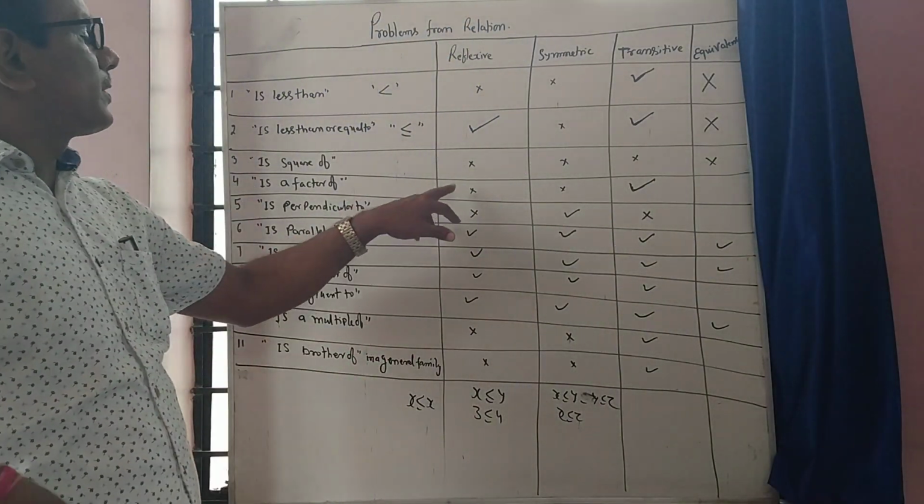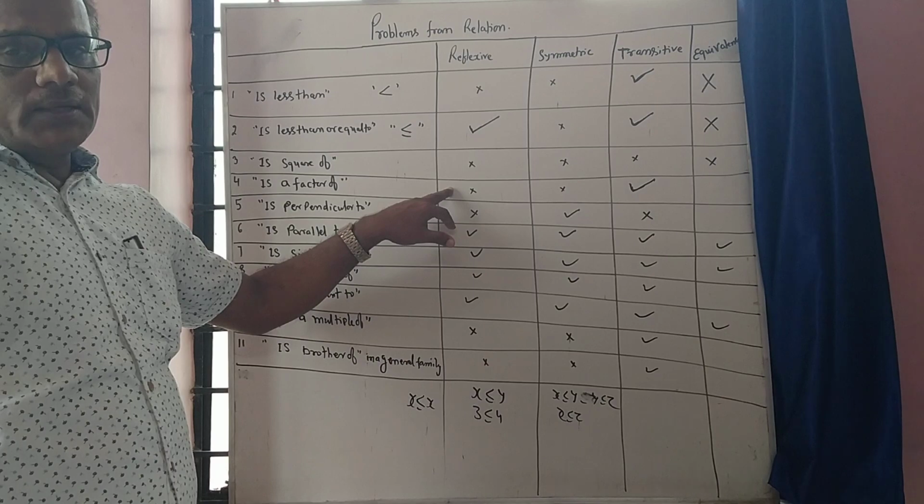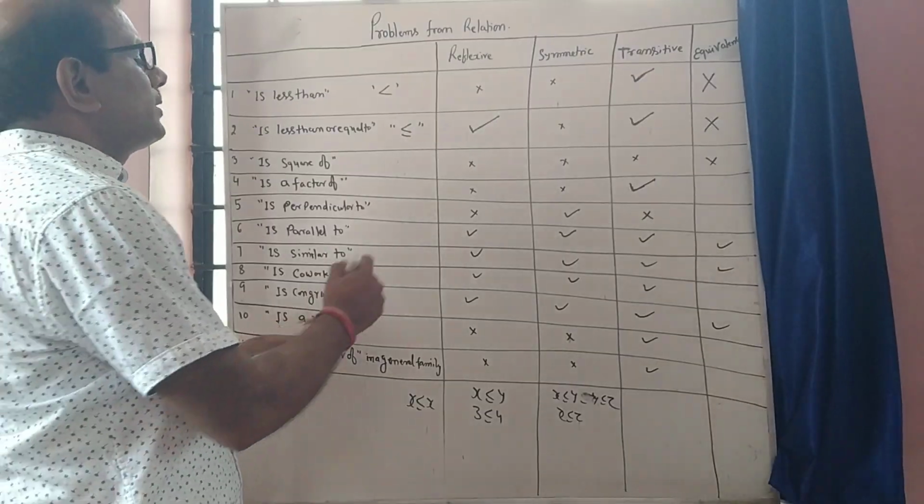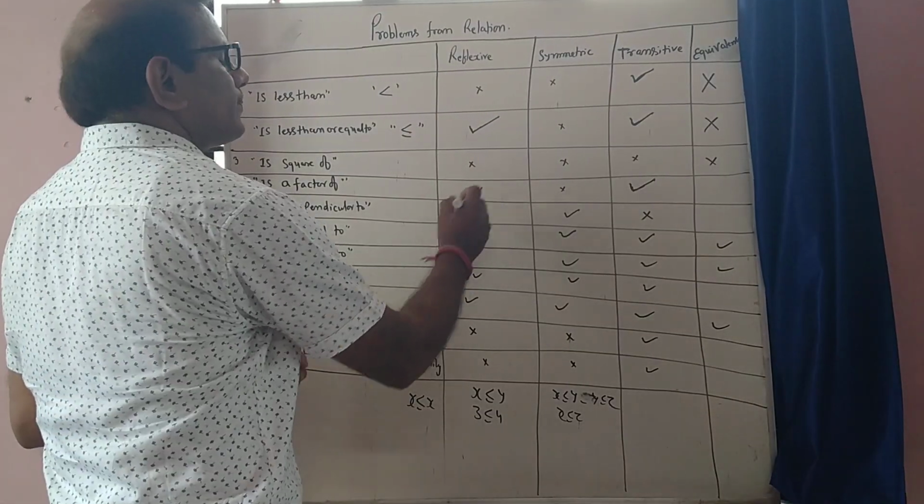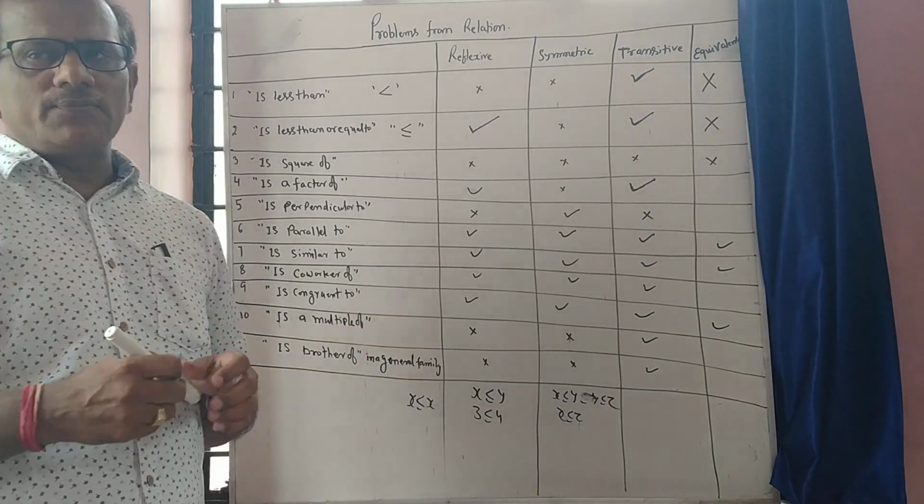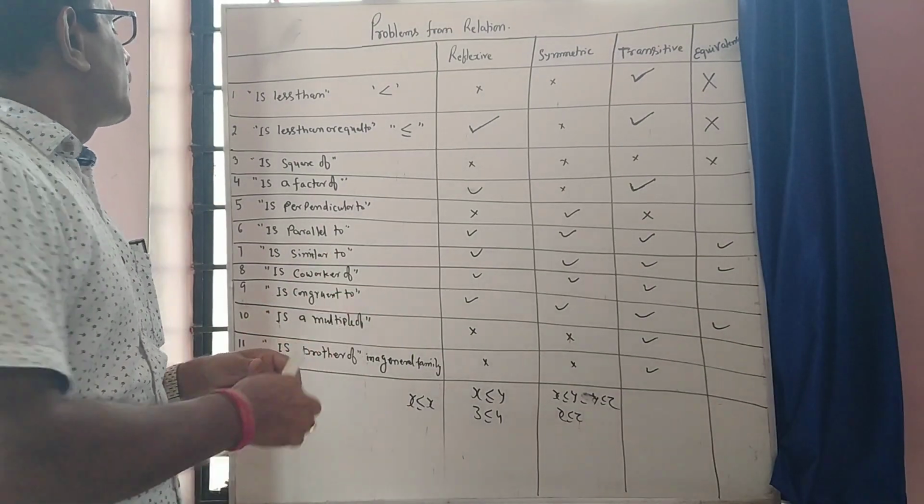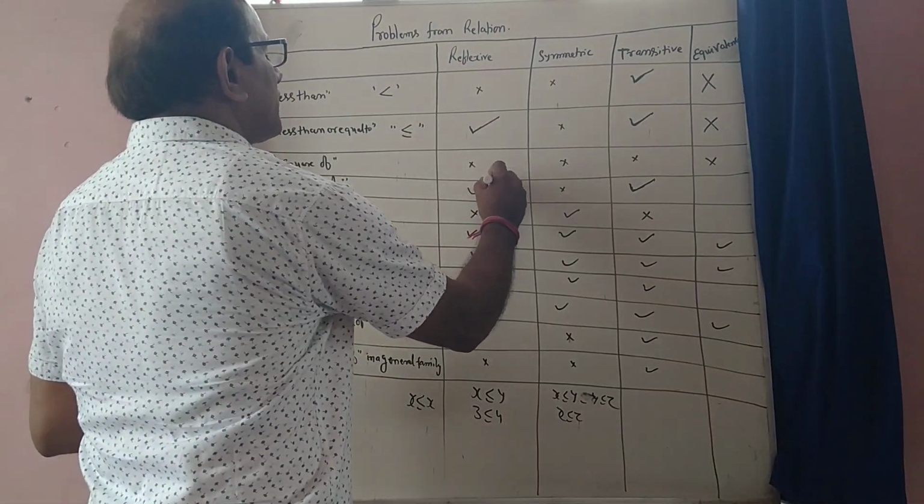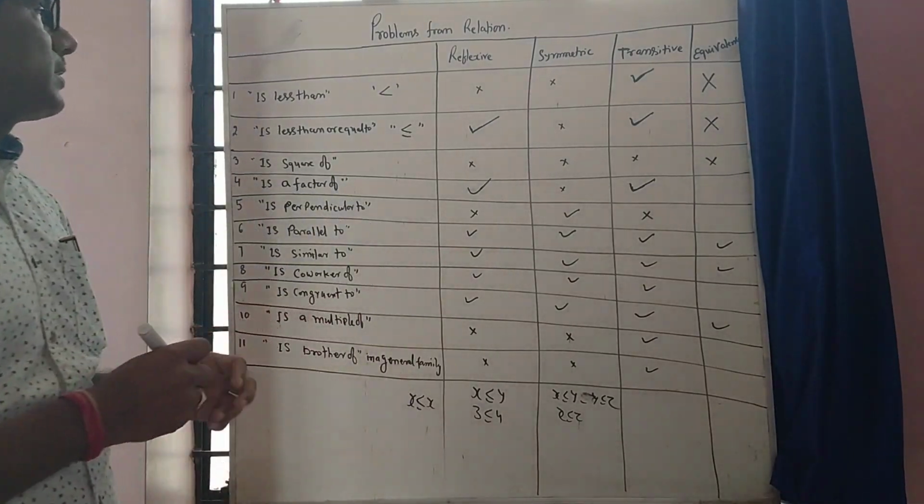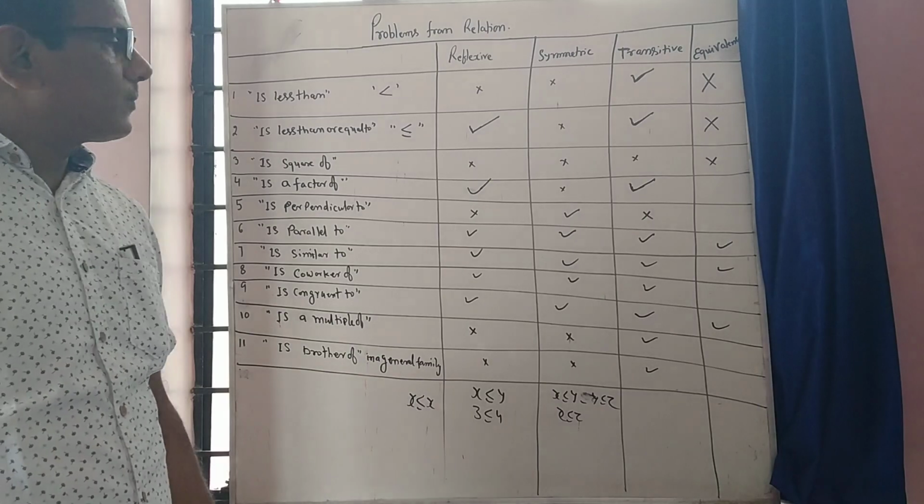Factor of relation. Every number is a factor of itself. 2 is a factor of 2, 3 is a factor of 3, 4 is a factor of 4, 10 is a factor of 10. So for the factor of relation, every number is a factor of itself. So the factor of relation is a reflexive relation.